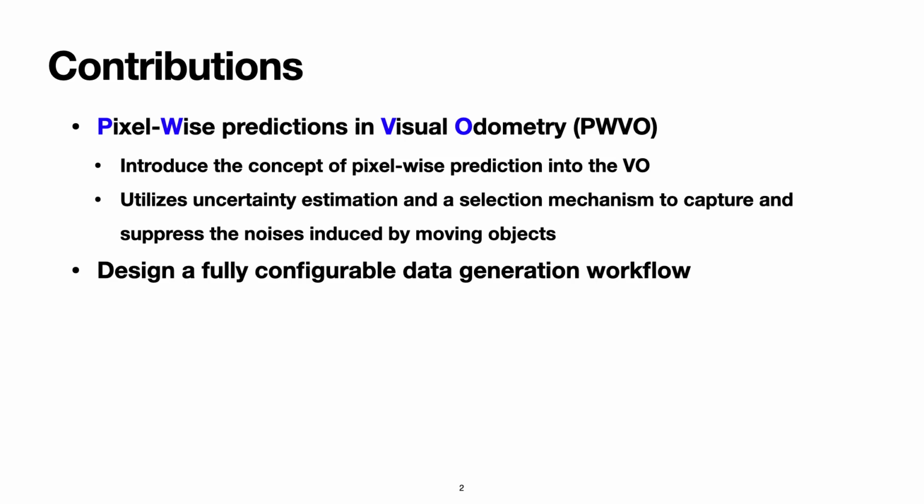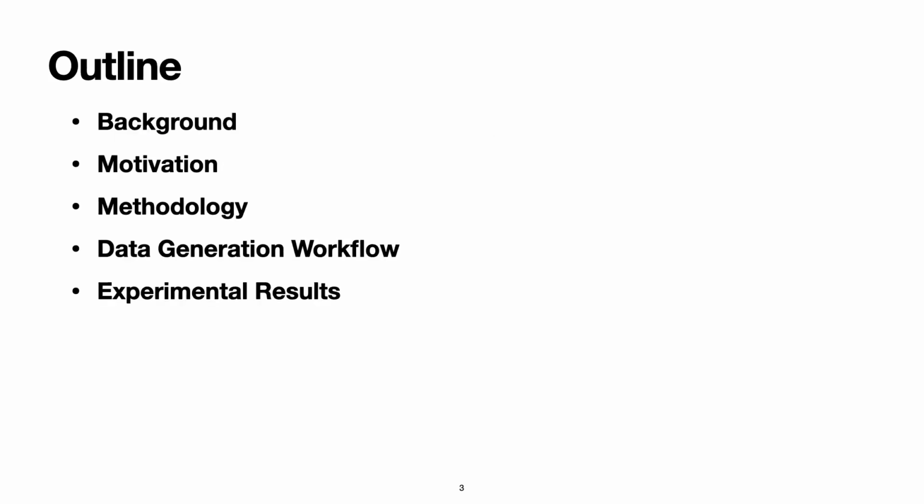First, we introduce the concept of pixel-wise prediction into the VO task, and combine it with uncertainty estimation and a corresponding selection module to deal with the noises induced by moving objects. Second, in order to validate the advantage of PWVO, we further develop a data generation workflow which generates data with high flexibility. This is the outline of today's topic.